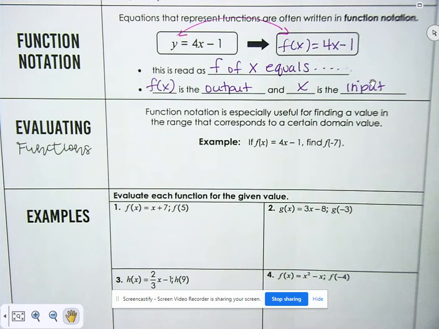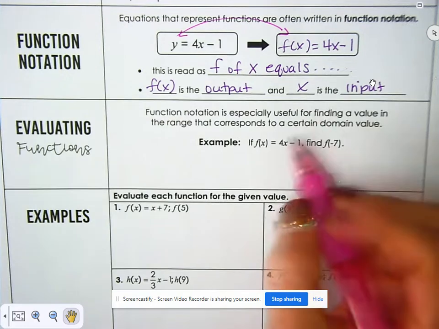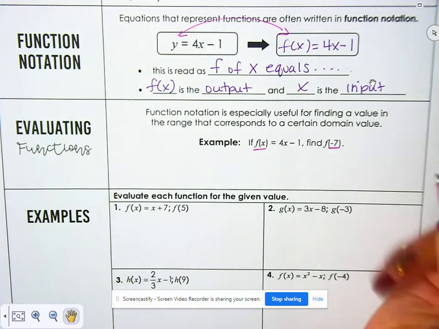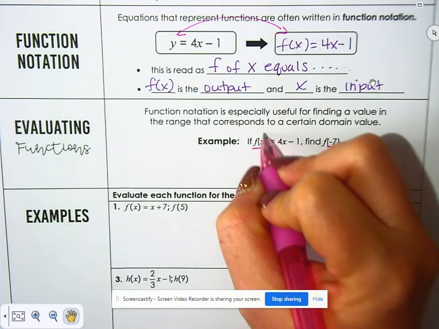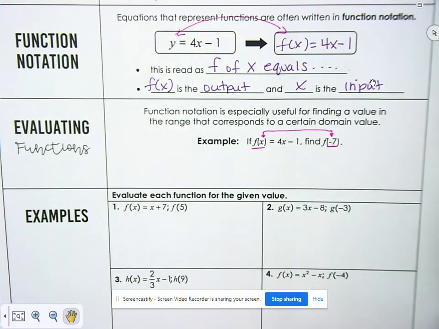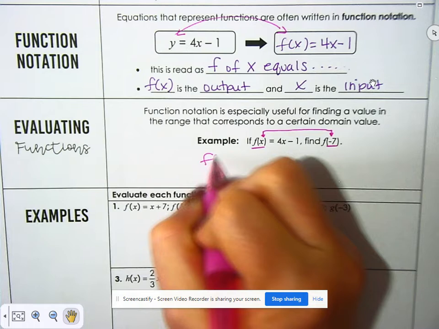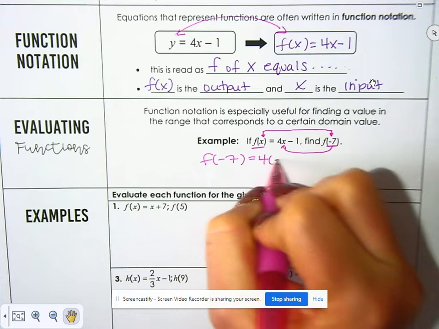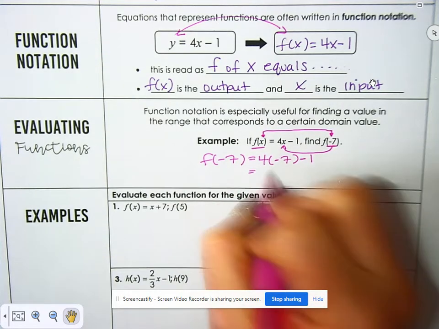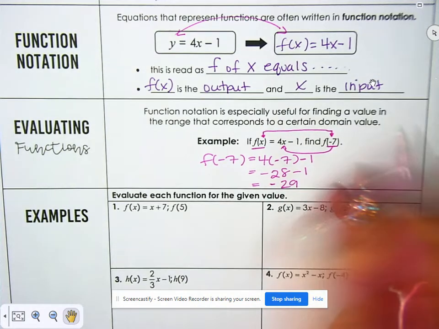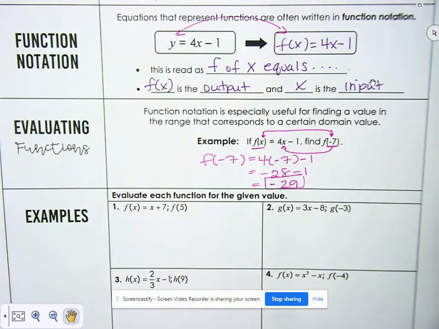All right, so evaluating a function means that basically they're going to give us an equation using the function notation f of x, and then they're going to say find f of some number. So if you notice right here where x was, they have now put this number. That's all we're going to do to solve this problem. F of negative 7 is going to equal, we're going to put this number in for x: 4 times negative 7 minus 1. And then we're going to simplify. Negative 28 minus 1 is negative 29. So that is our answer. It's just fancy substitution.